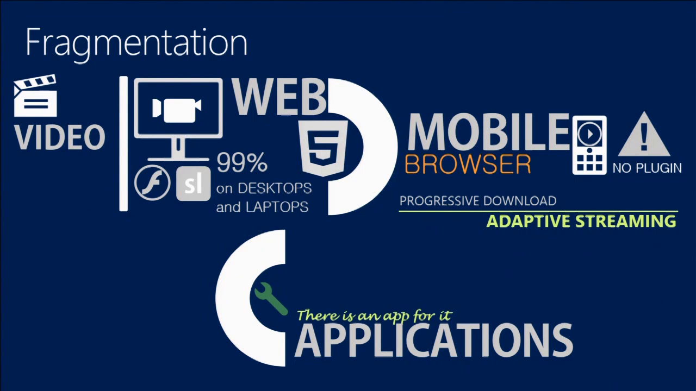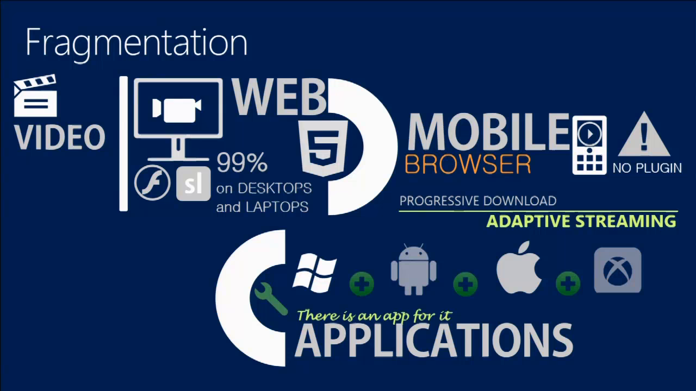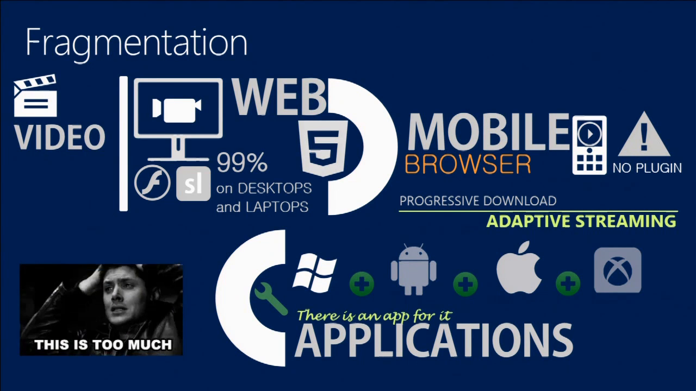Then we saw deployment of adaptive streaming, for example, with HLS on iOS, which improved the experience. And at the same time, we had these applications coming on mobile devices. There is an app for it, great, which means that a media broadcaster or media provider or someone who wants to distribute media on devices has to build an application per device. So you need to build an application for Windows Phone, for Android, for iOS, for Xbox. So at the end, it creates a lot of formats, a lot of headache.